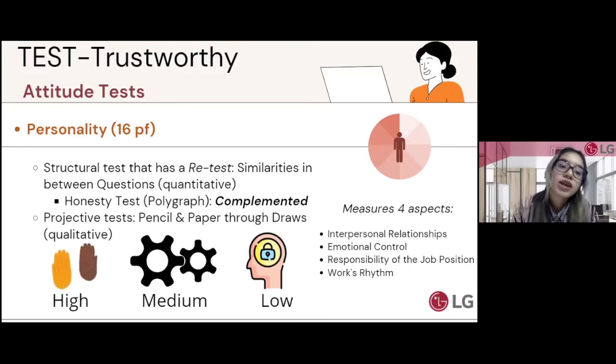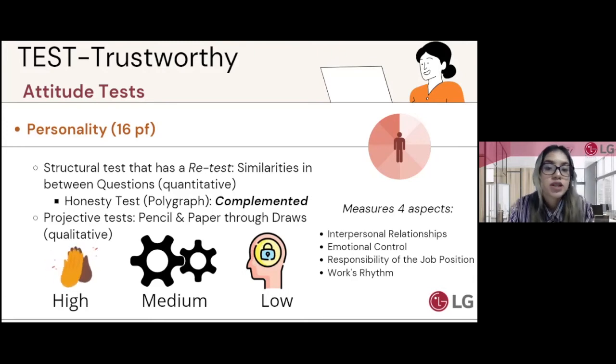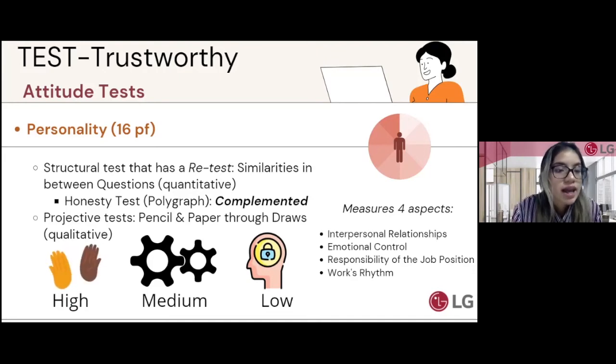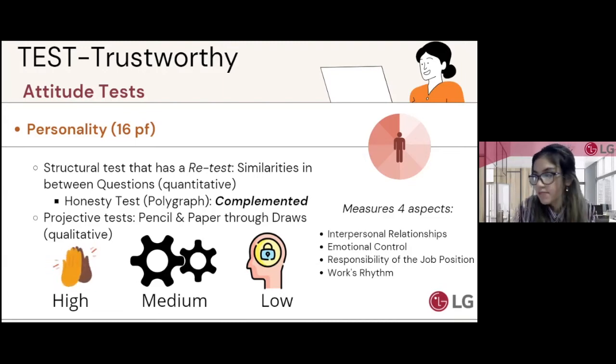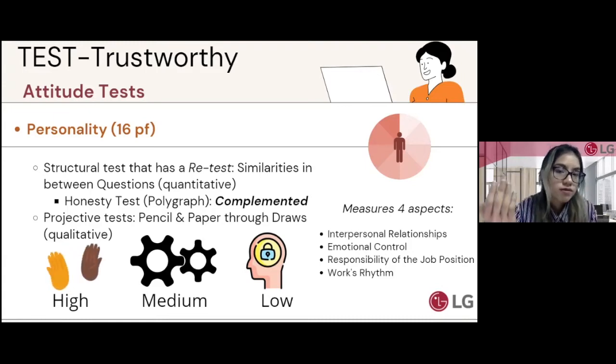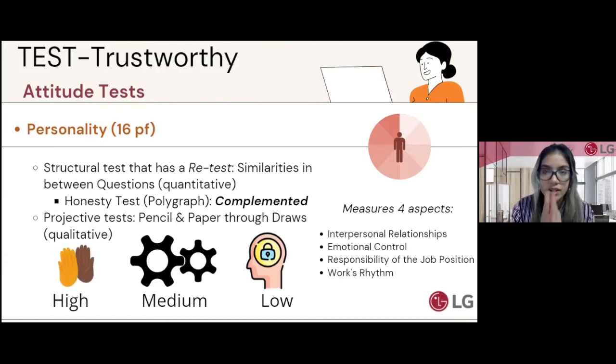Okay, we can instead take the polygraph as a complement of the interview if necessary. And well, personality tests are also projective. We can find these modalities of pencil and paper through drawings. At the end, we're going to know if the person has a really high personality or medium or a lower one instead. Both structural and projective tests, meaning a quantitative or a qualitative evaluation, measure 4 main aspects of the candidate that we are looking for the job position in specific.